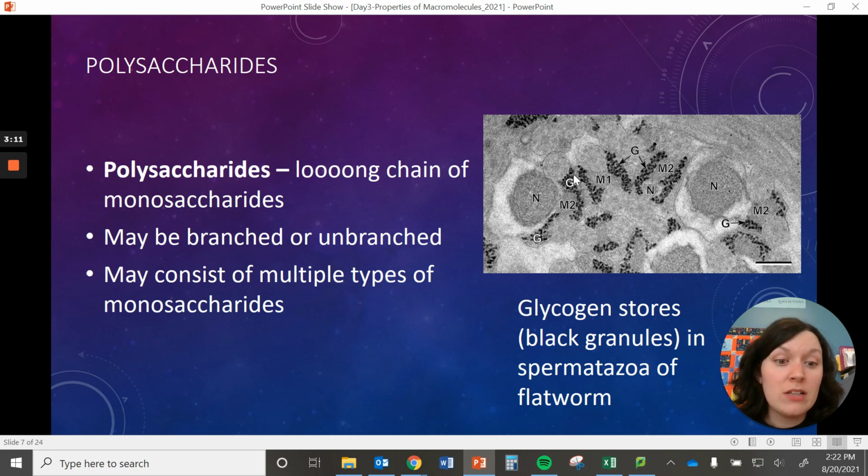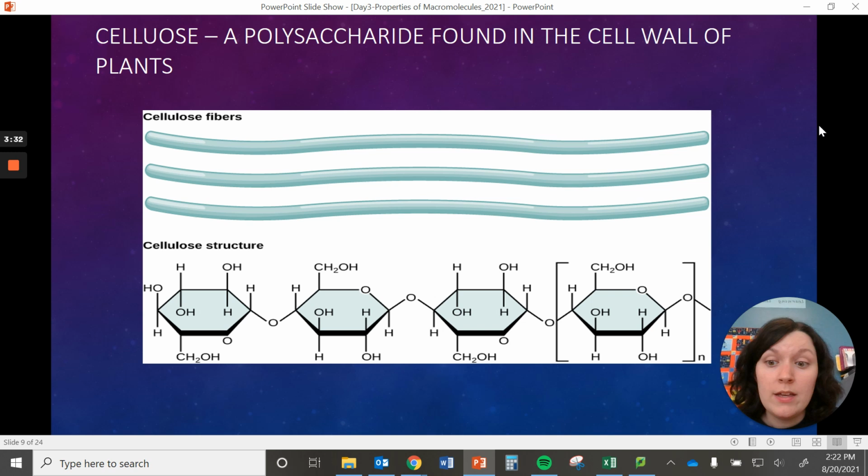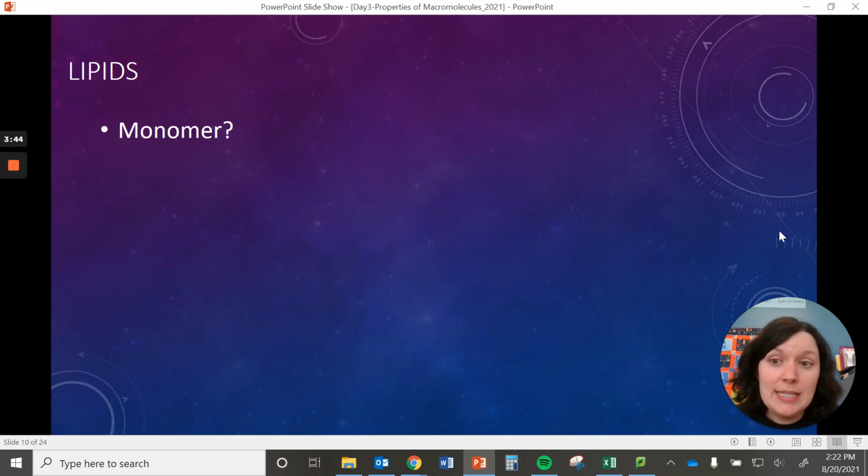So here's an example of glycogen, which are these black granules, and that is a form of energy that is being stored for these flatworms. So we can have linear structures, we can have different spirals and branching structures, and they're all made of these monomers. So these are all examples of how we can have different structures of our polysaccharides. Okay, so here again, showing this long linear polysaccharide is just a bunch of these monosaccharides bonded together.